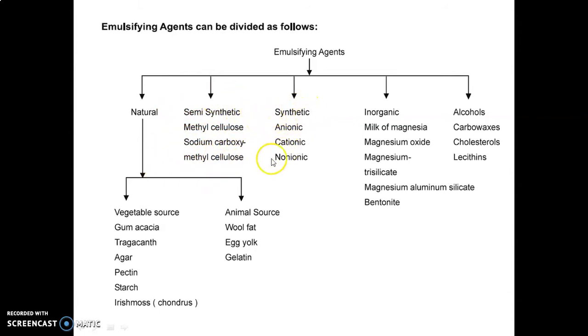Synthetic: anionic, cationic, non-ionic, which relate to charges. Anionic means containing negative charge, cationic means positive charge, and non-ionic means chargeless. Inorganic: milk of magnesia, magnesium oxide, magnesium trisilicate, magnesium aluminium silicate, and bentonite. And the alcohols, that is carboxylates, cholesterol, lecithins.